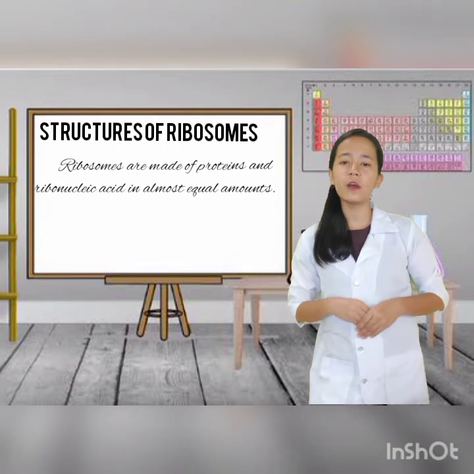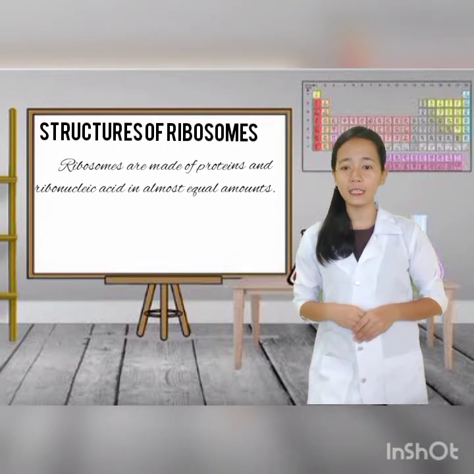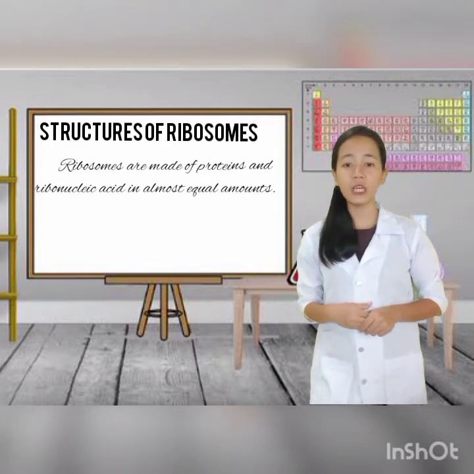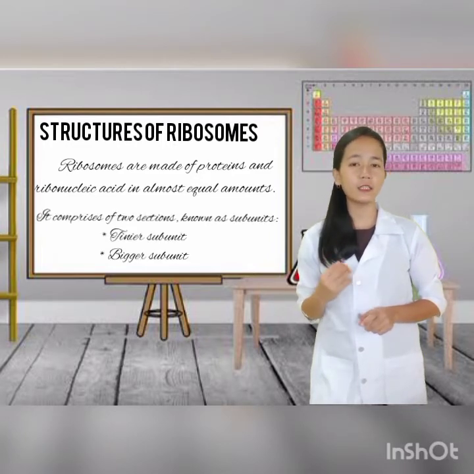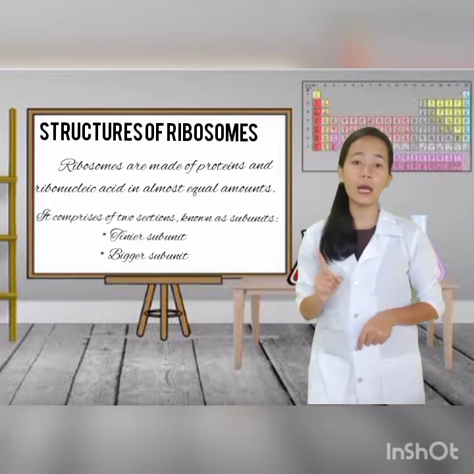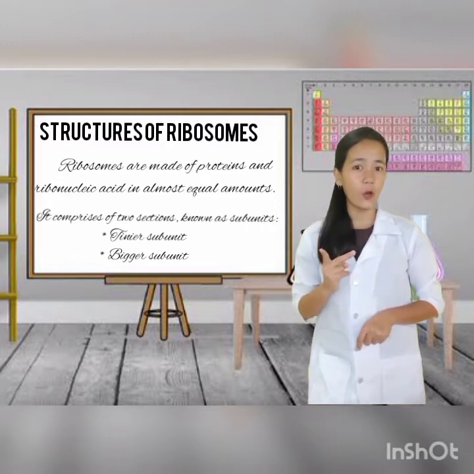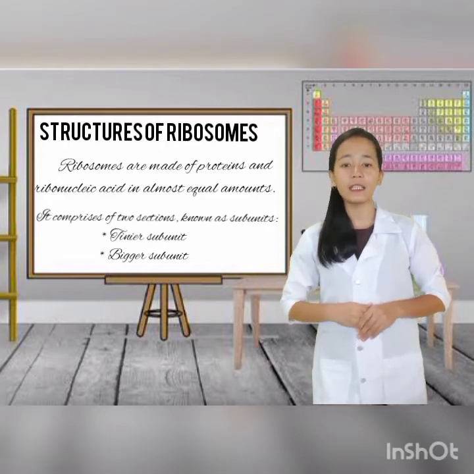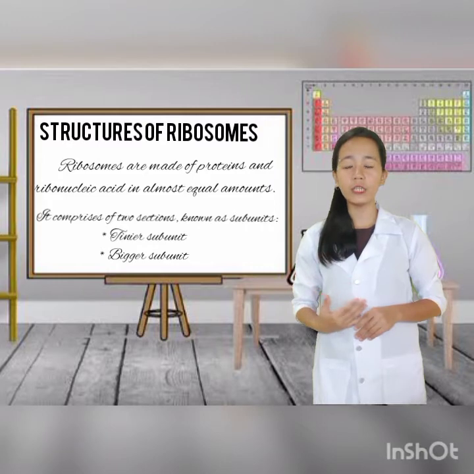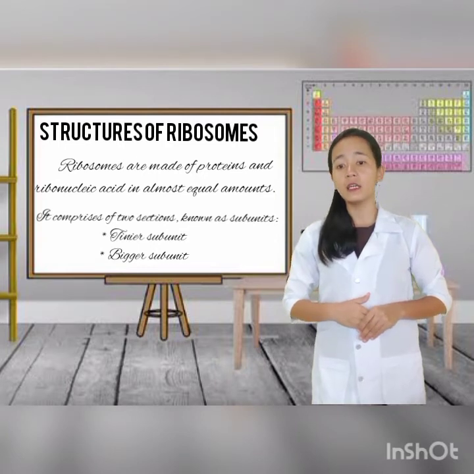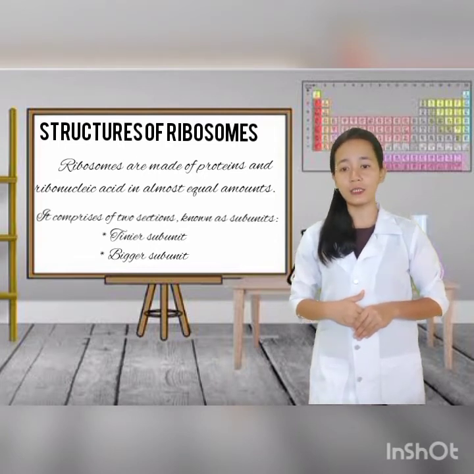Ribosomes are made up of protein and ribonucleic acid, abbreviated as RNA, in almost equal amounts. It comprises two sections known as subunits, the small subunit and the big or large subunit. The tinier subunit is the place where the mRNA binds and it decodes, whereas the bigger subunit is the place where the amino acids are included.